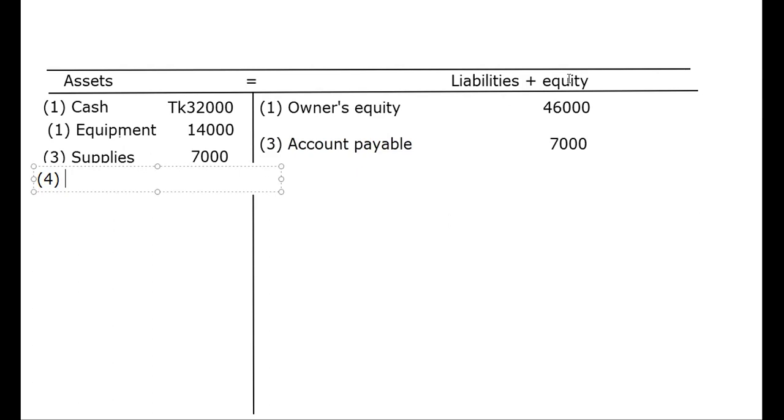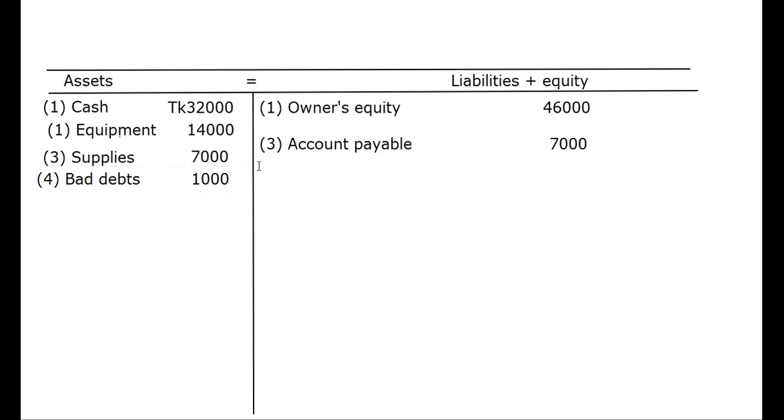So equity situation will be changed. So bad debt. Bad debt should be 10%. That means 1000 should be included as your bad debt.